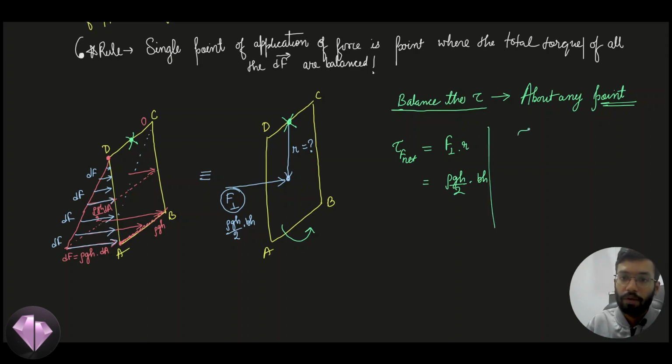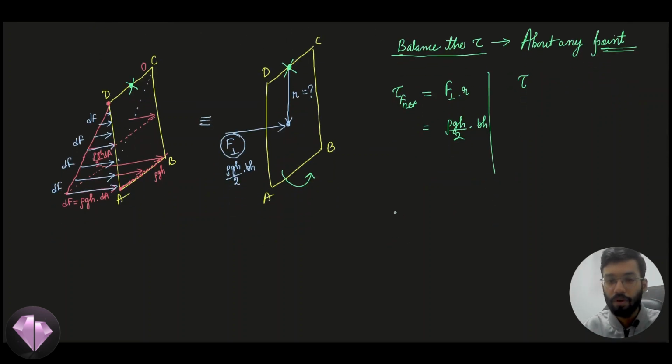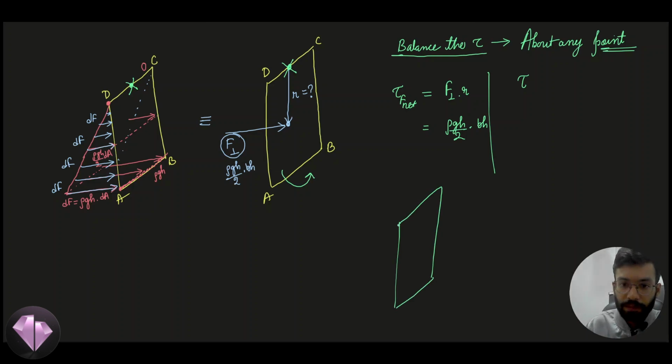Let's calculate the tau net due to all these small df forces. How much torque will come because of them? So in order to calculate that, you need to integrate all the small torques, right? So let me draw my surface once again. Now from here, at some y distance, we cut a small strip. Correct?